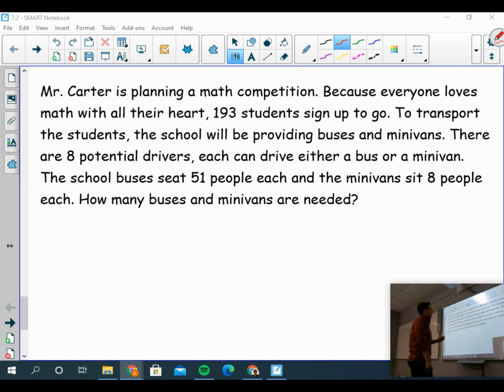Mr. Carter is planning a math competition because everyone loves math with all their heart. 193 students sign up to go. To transport the students, the school will be providing buses and minivans. There are 8 potential drivers. Each can drive either a bus or a minivan. The school bus seats 51 people each, and the minivans seat 8 people each. How many buses and minivans are needed?